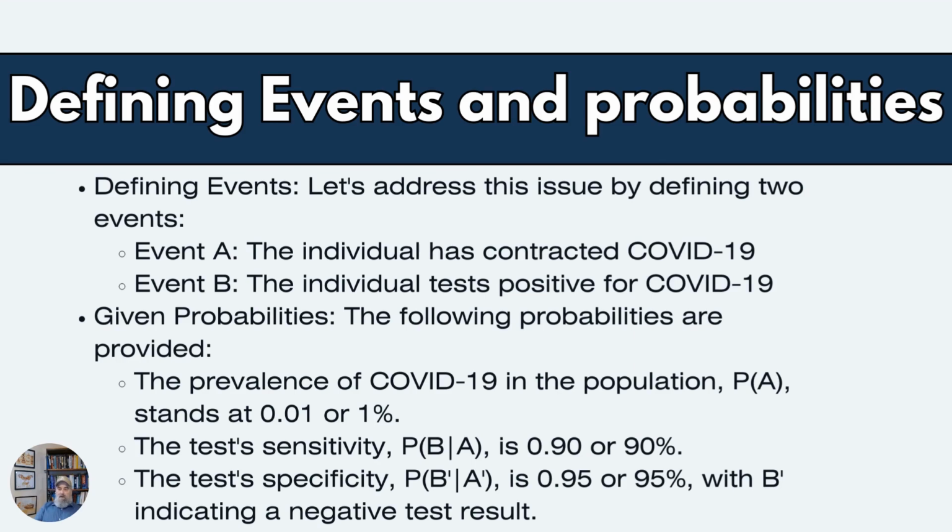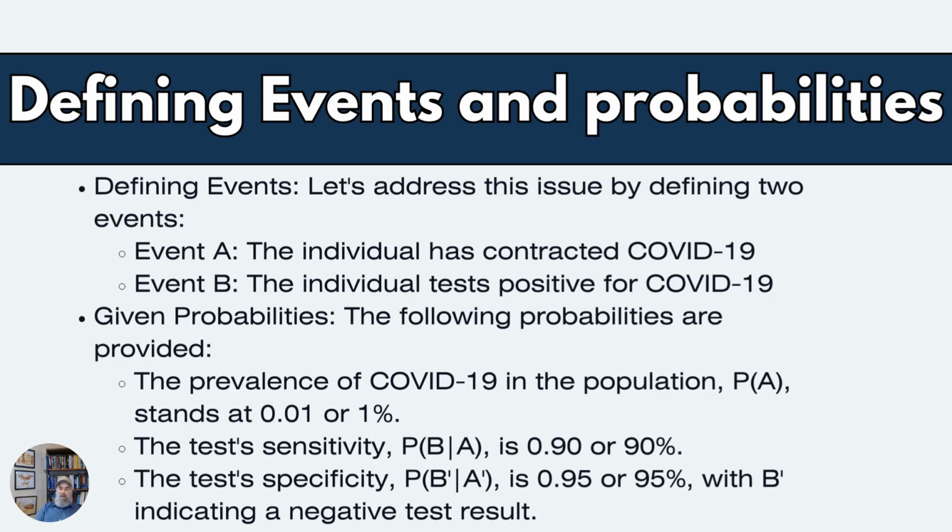We are given the following probabilities. One, the prevalence of COVID-19 in the population is 1%. In other words, P of A is 0.01. Two, the sensitivity of the test, P of B given A, or the probability of a positive test given a COVID sick person, is 0.9 or 90%.